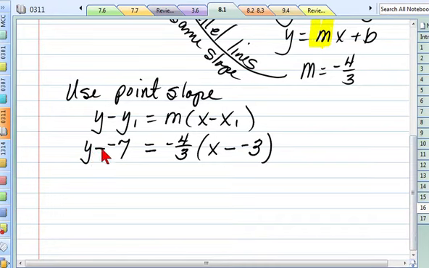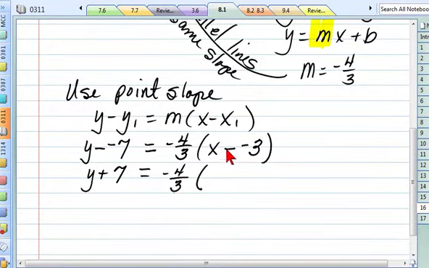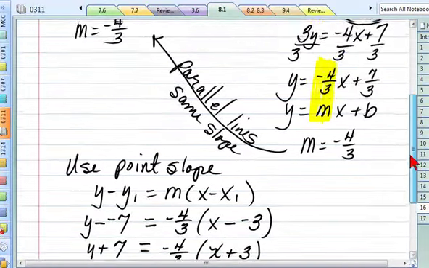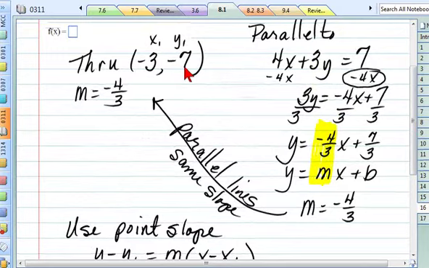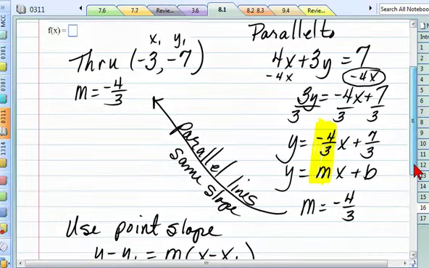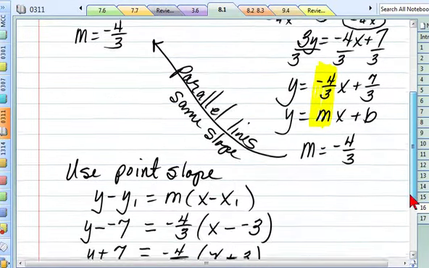What do you do with y minus negative 7? It's y plus 7. It is still negative 4/3 times, instead of x minus negative 3, it is x plus 3. Way up here. Okay. It had gotten off the screen. Is everybody okay? All right.